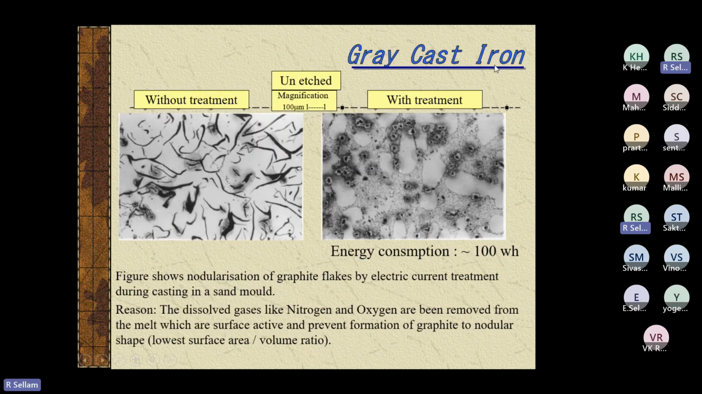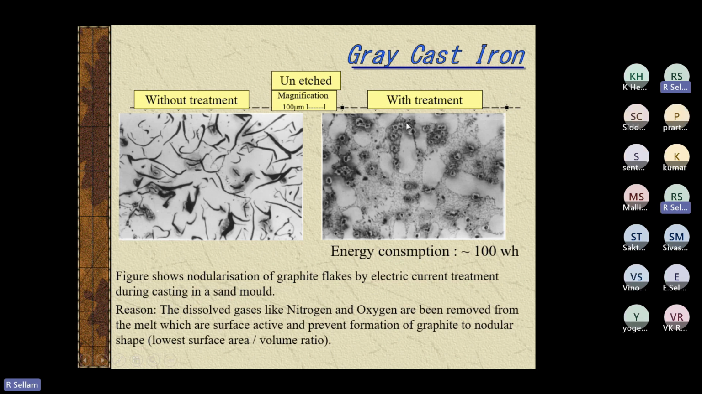And when you apply this in gray cast iron mode, the flakes are there, obviously, you can see. Then you go to electric treatment, the nodules are coming up. And all the primary ferrites are there. And it is the eutectic zone. Whatever eutectic there is, that can be converted to nodules.